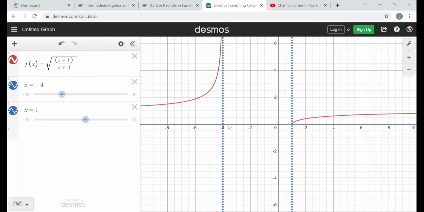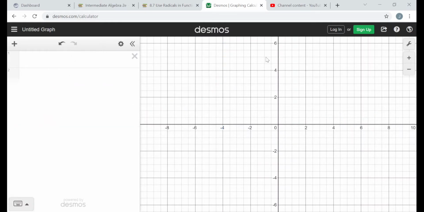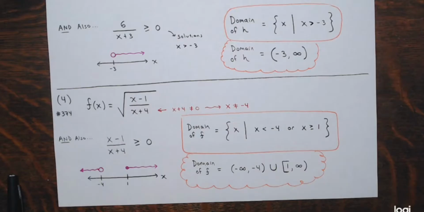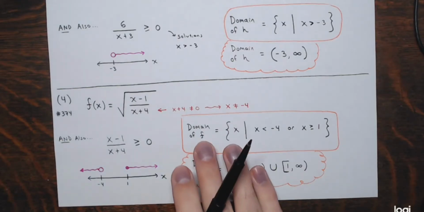Also, if I were to plug in any value between -4 and 1, we'd be taking the square root of a negative number, and that wouldn't be real. That's why there's no graph there. Alright, so I double checked my work here with this calculator. It looks like I'm good. Wonderful. Alright, next question.